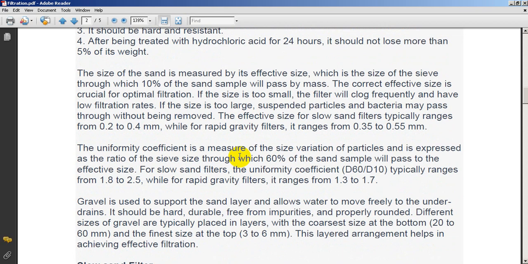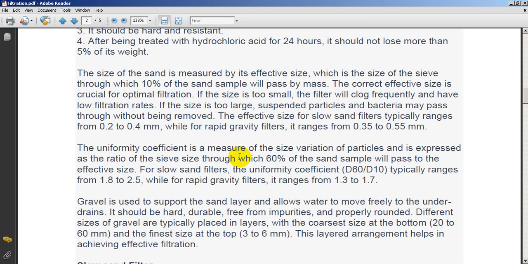The uniformity coefficient is a measure of the size variation of particles and is expressed as the ratio of the sieve size through which 60% of the sand sample will pass to the effective size. For slow sand filters, the uniformity coefficient D60 by D10 typically ranges from 1.8 to 2.5, while for rapid gravity filters it ranges from 1.3 to 1.7.